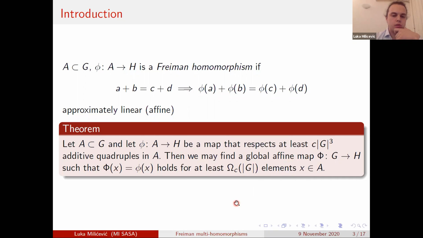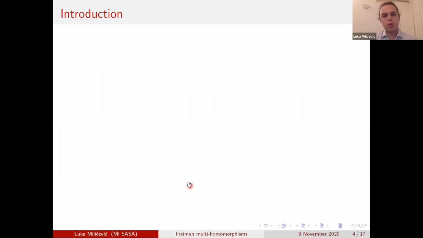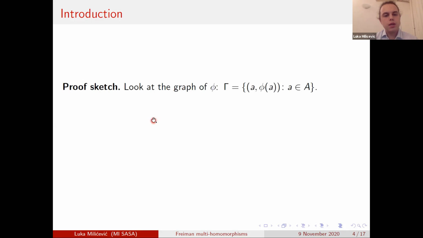All right, so now I would like to just give a sketch of this proof as we are still warming up. So what happens in the proof? Well, the first step is actually to consider the graph of phi. Namely, you just take a look at all possible pairs where one element is an element of your domain, and the second element is its image under phi. And then one can think about what this condition of phi respecting many additive quadruples means.